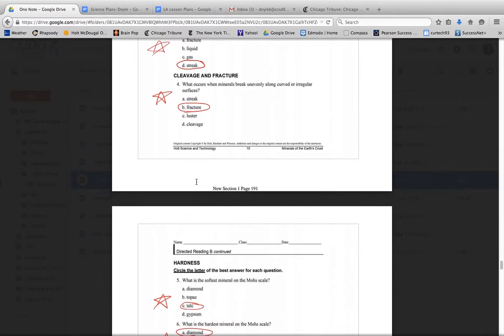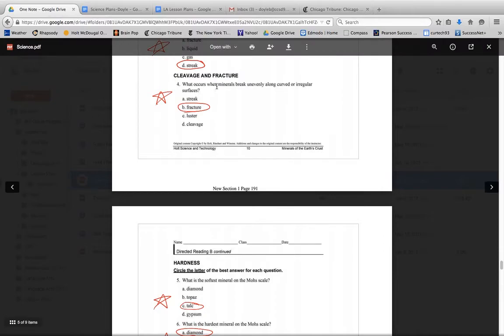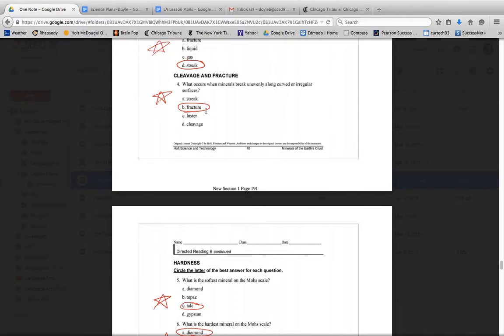Cleavage and fracture has to do with how a rock breaks. So when a rock breaks and it's just kind of jagged and curved and irregular, like if you just found a random rock and smashed it on the pavement, that's called fracture. And then cleavage is when rocks break on very smooth sides. So think of like a crystal that has really smooth sides. That's cleavage.